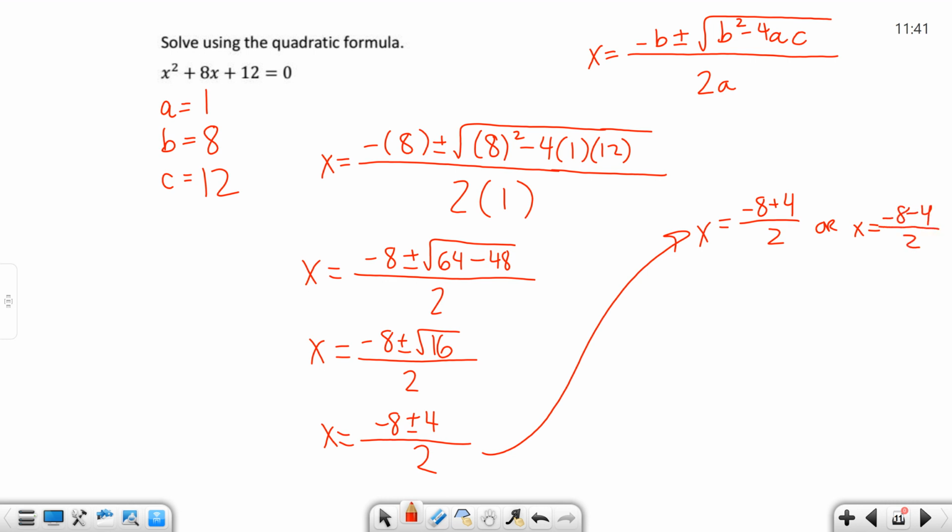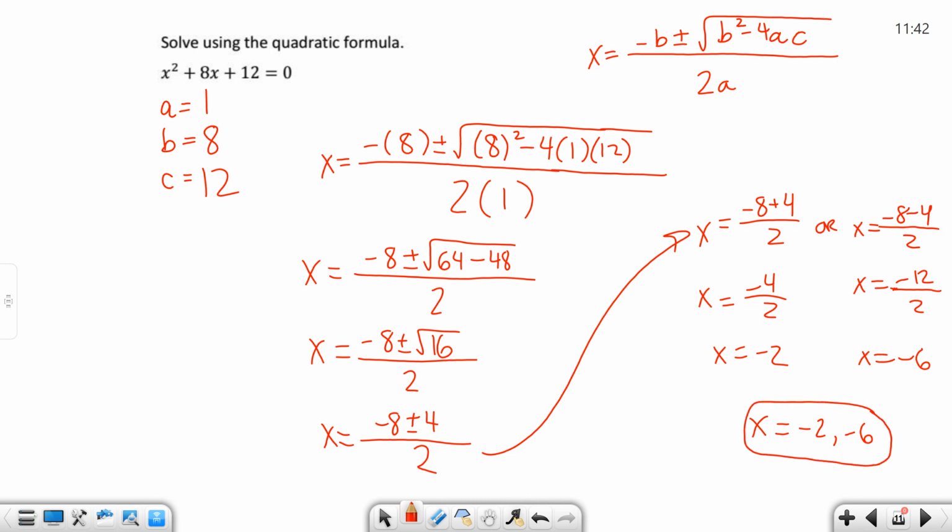We said plus or minus, so one of them is plus 4, one of them is minus 4, and everything else is the same. So this one, let's go ahead and solve it. Negative 8 plus 4 is negative 4 over 2, which is, guess what? Negative 2. And then over here, this is x equals negative 12 over 2, which is negative 6. And that gives me x equals negative 2, comma, negative 6. So x equals negative 2 or negative 6.